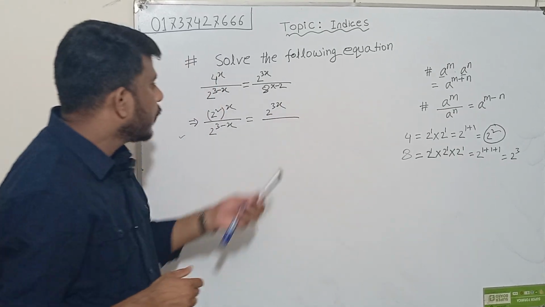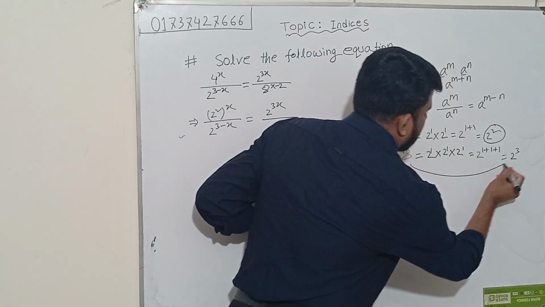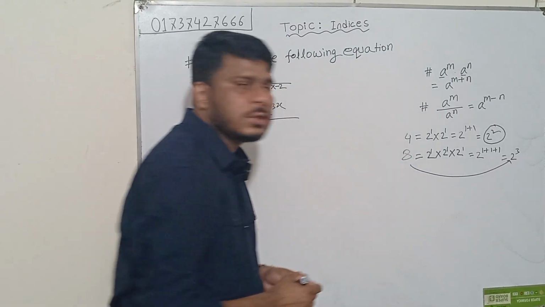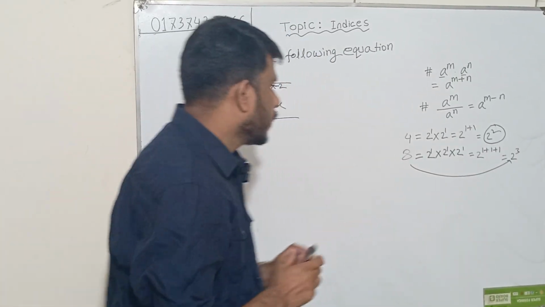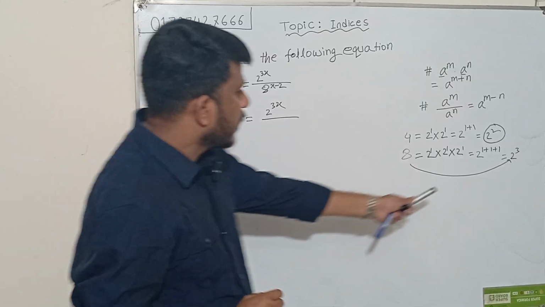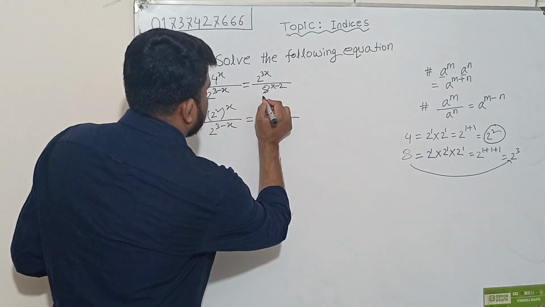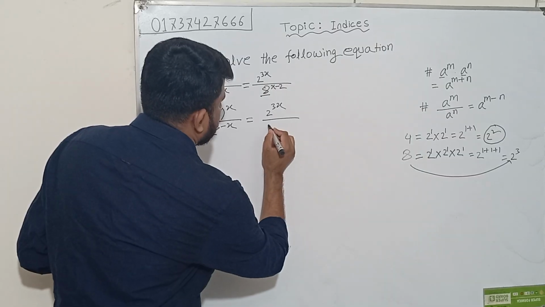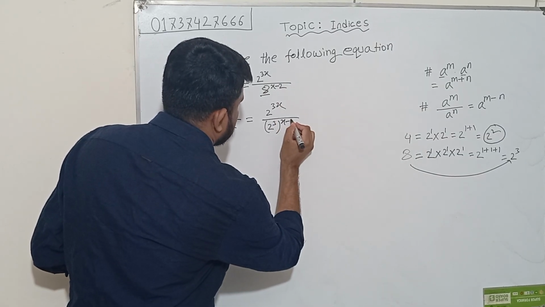Now this is 8, right? 8 means this one: 2 to the power 3, that means 2 three times. So replacing 8, we can write 2 to the power 3, and x minus 2 is just copied.